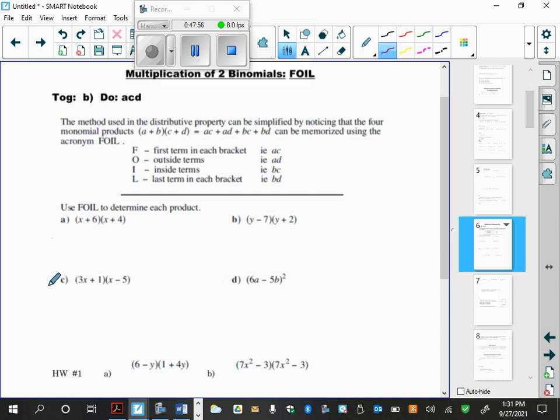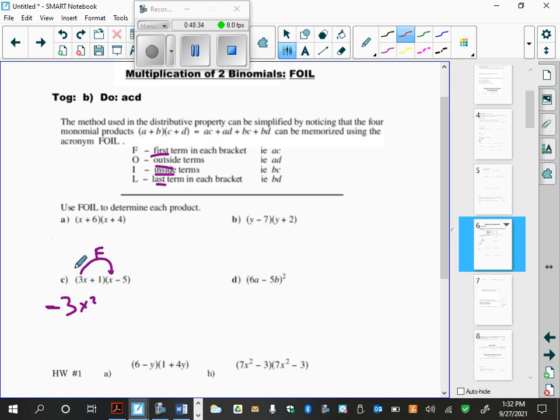Okay, so there's another way of looking at this, which is exactly the same way, but you might like this better, and it's called the FOIL technique. So first, outer, inside, last. First term in the bracket times the other first term in the bracket, and that's your purple arrow. So 3x times x is 3x squared. Let me put F for the purple. That's your first terms multiplied together.